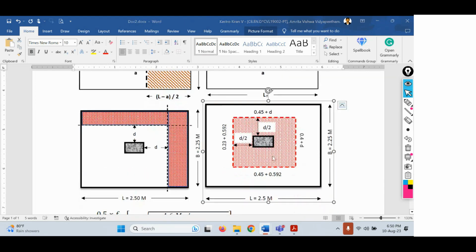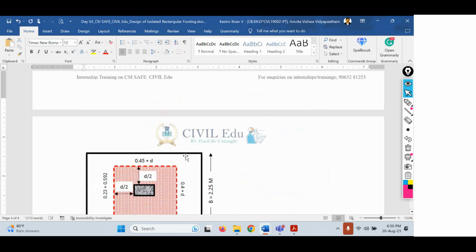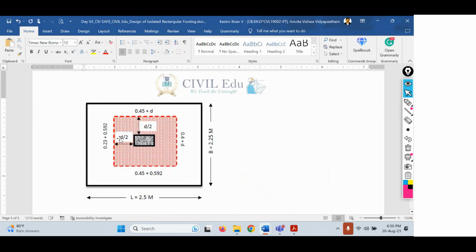Yeah, this is the image I was talking about. Two-way shear force is considered at a distance d by 2 from the face of the column, along the width of the column and along the length of the column. This is the shear calculation. This is the critical section, and the other portions will not be the critical section.